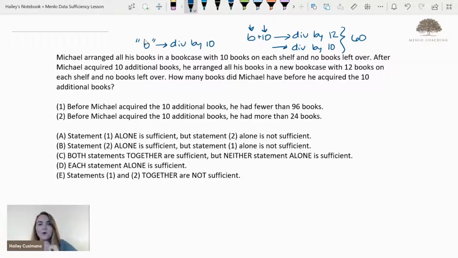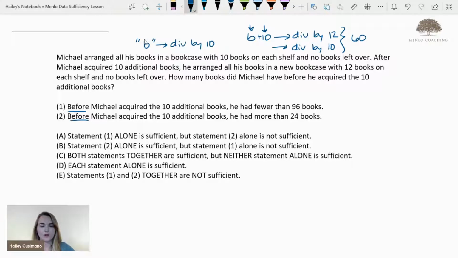And the most specific way that I can identify that divisibility is with the ending number of books. I know the ending number of books has to be some multiple of 60. So really my question becomes, is there one multiple of 60 or more than one multiple of 60 in my range, right?